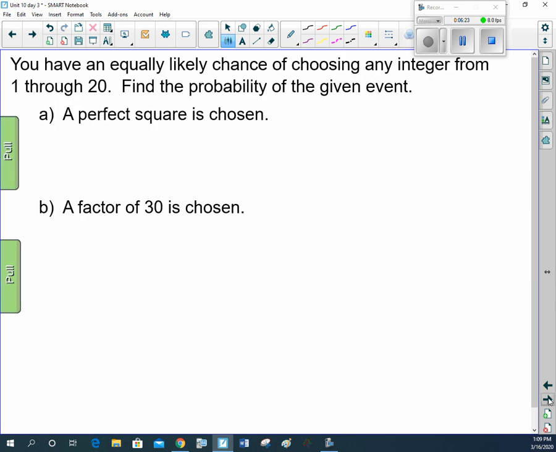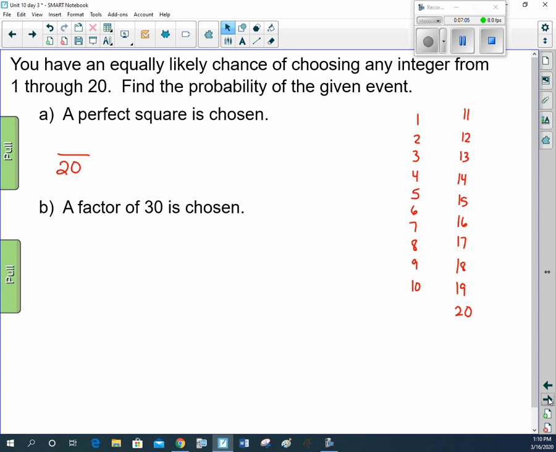Okay, next one. You have an equally likely chance of choosing an integer from 1 through 20. Find the probability of the given event. A perfect square is chosen. Okay, so let's just say we're putting all these integers in a bowl. So our total outcome, we've got 1, 2, 3, 4, 5, 6, 7, 8, 9, 10, 11, 12, 13, 14, 15, 16, 17, 18, 19, 20. That's your total outcome. There's 20 numbers. Okay, what's the probability a perfect square is chosen?